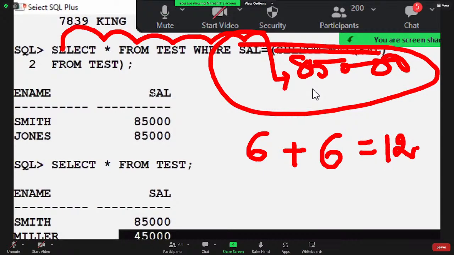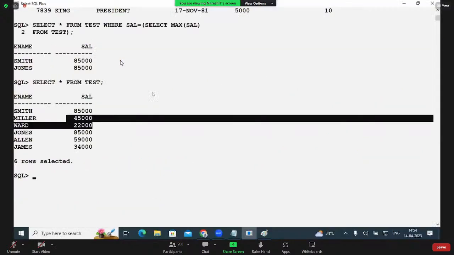So that means your non-correlated subquery compared how many times? 12 times compared. Inner query 6 times, and based on the result returned, the outer query 6 times. So 6 plus 6, 12 times it will be performed, or compared. Okay, now? Keep it, this is the non-correlated subquery.